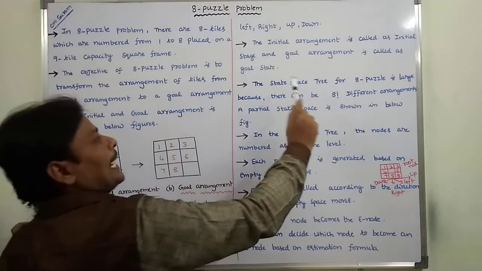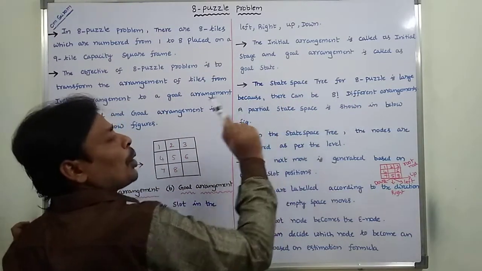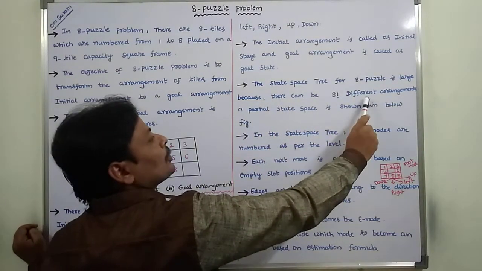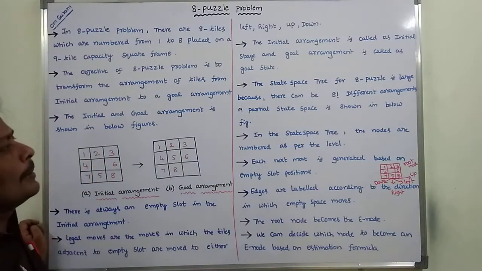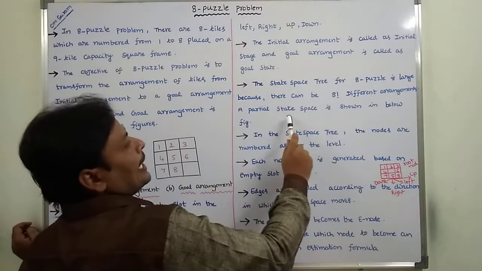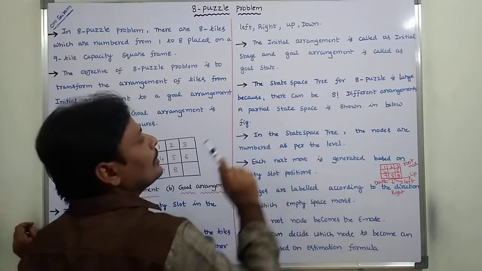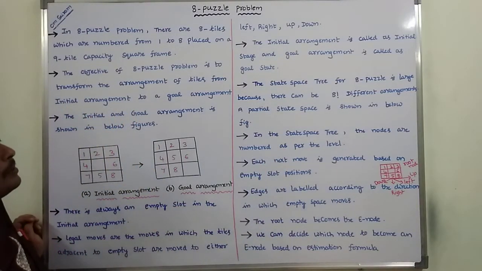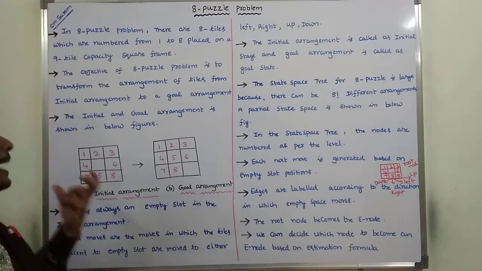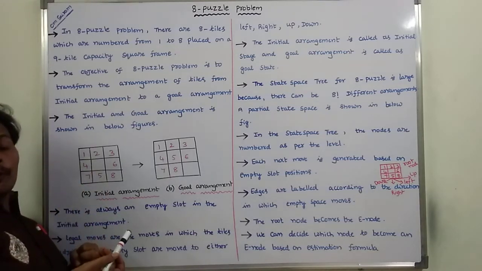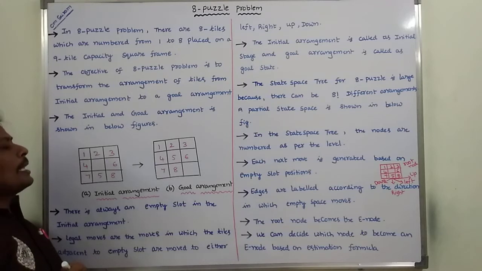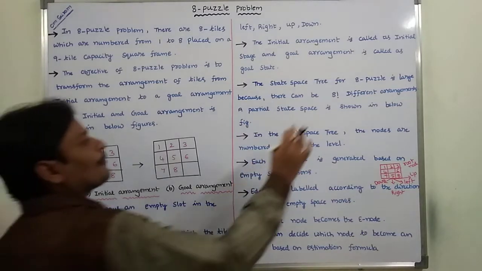Next one. The state space tree for the 8 puzzle problem is large because there can be 9 factorial different arrangements. A partial state space tree is shown in the figure below. Our main objective is to construct the state space tree for a given problem.